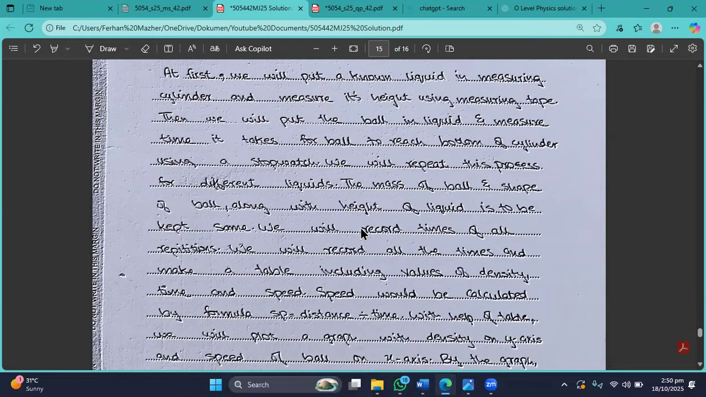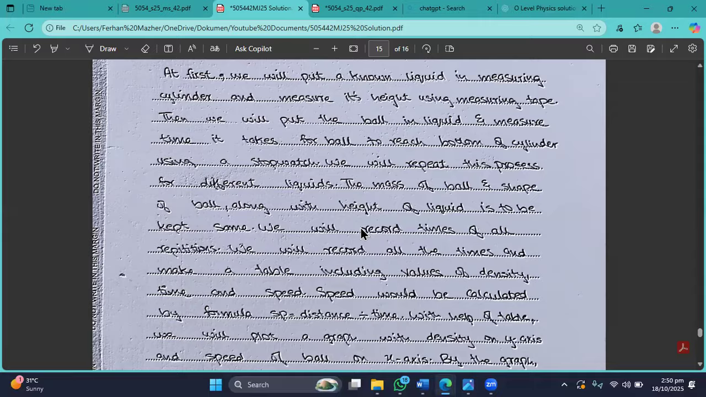Then we will put the ball in the liquid and measure the time it takes for the ball to reach the bottom of the cylinder. So the point when it touches the top surface of the liquid, you start your stopwatch, and when that ball reaches the bottom of that liquid, you stop your stopwatch. Okay, we will repeat this process for different liquids whose densities are known.